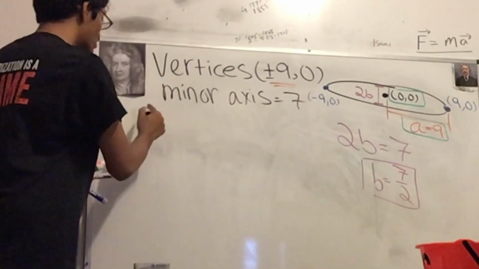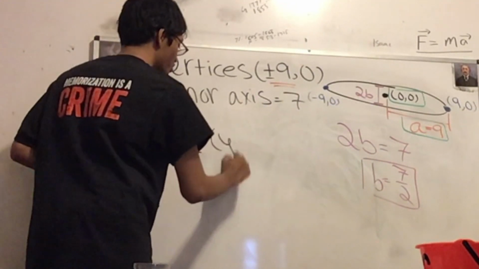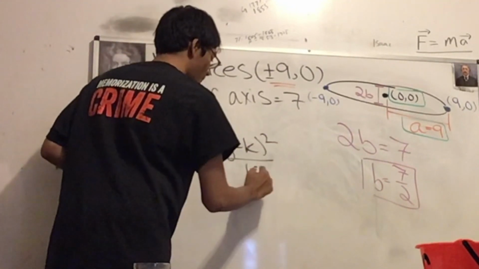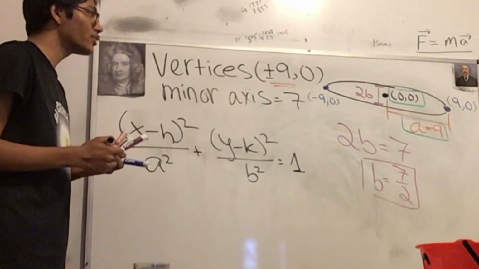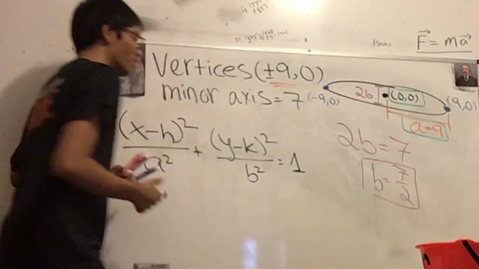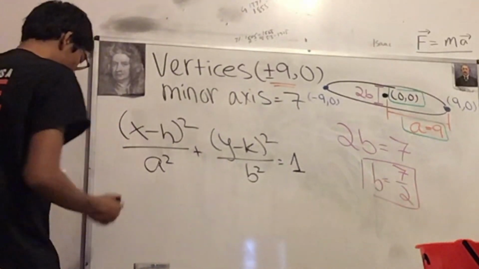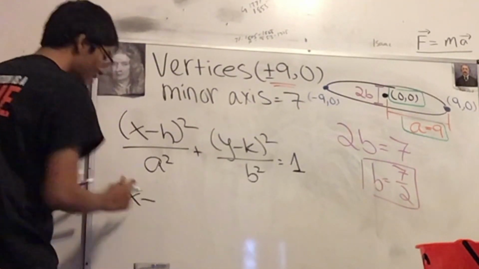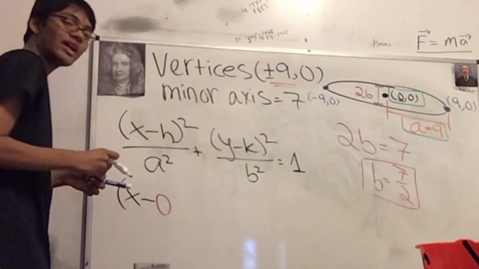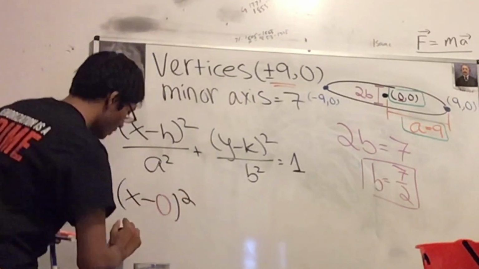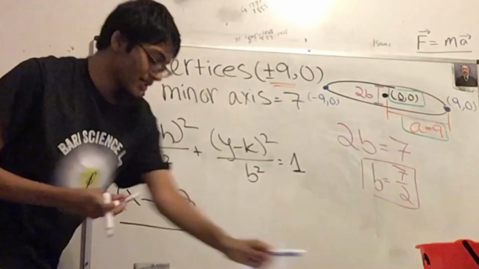The standard form of any ellipse, remember, is going to be x minus h squared over a squared plus y minus k squared over b squared equals 1. And now we can just plug and chug, right? What's the center of our ellipse? The center of our ellipse is 0, 0. And so instead of writing h, what can I write? Well, I can simply write, let's go ahead and write this down, x minus, well, what's the x coordinate of my center? It's going to be 0. So I'm going to write x minus 0. Square that over a squared. What's my a value? 9. So put that in.